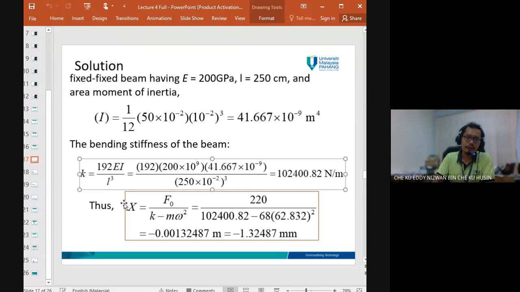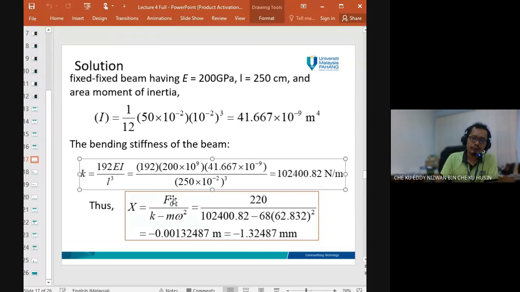Then we begin to calculate the amplitude, just straightforwardly using the equation. This exercise is just to make sure that you get familiar with the equation and how to use it. For this case, this is forced vibration. The response for the undamped system, we are only interested in the amplitude, because the frequency should be the same as the excitation frequency.